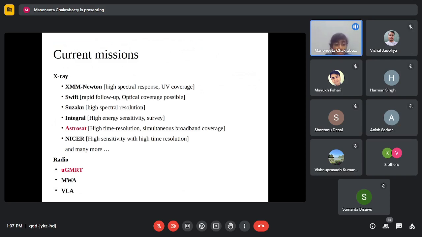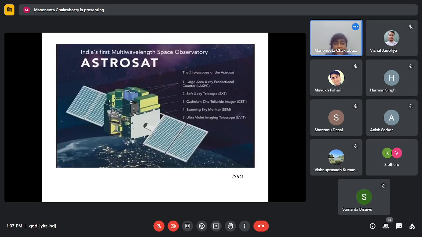In radio, we have uGMRT, MWA, VLA, which can help us in studying these compact objects. Particularly AstroSat and GMRT are the Indian missions and doing great science, and hopefully some of you may be getting your hands dirty with them. But again, a large part of the talk had data and maybe some results also used from AstroSat, which is India's first multi-wavelength space observatory.